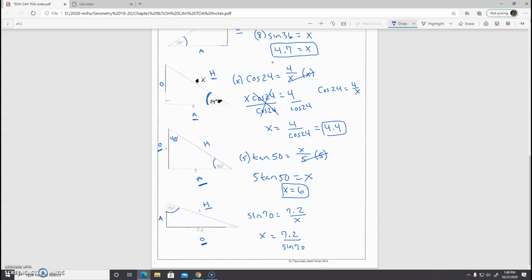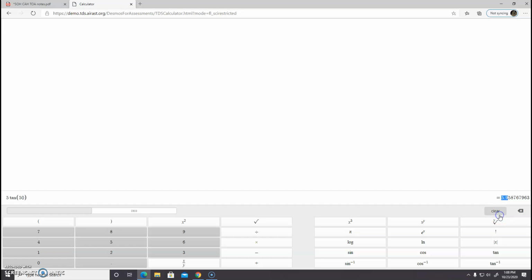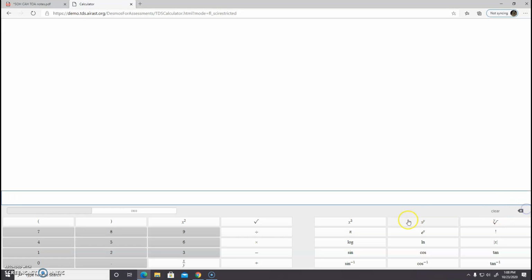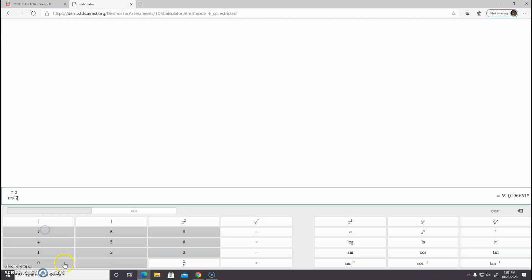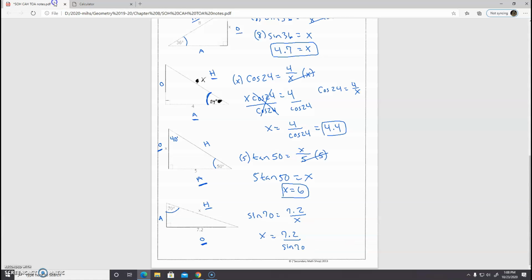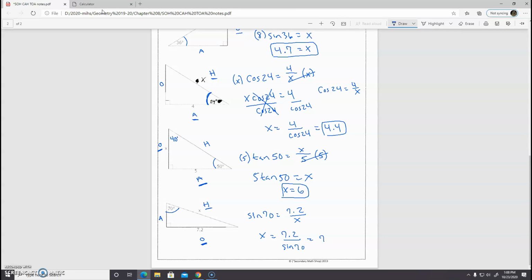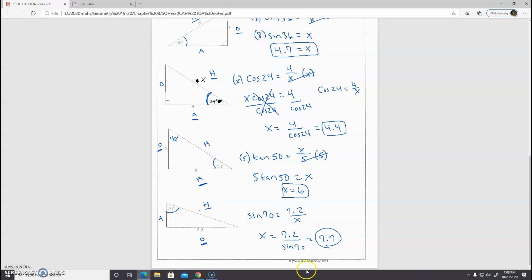And we can type that right in, 7.2 divided by the sine of 70. So we're going to clear this out. I don't know why the clear button's not working. 7.2 divided by, I want to say it was sine of 70, but I could be wrong. 7.2 divided by sine of 70. And we get 7.6, and the 6 after it tells me to round up to 7.7. So we're going to say x equals 7.7-ish.